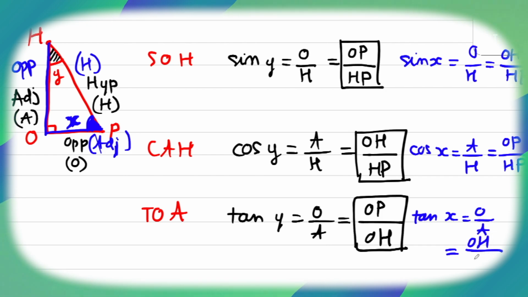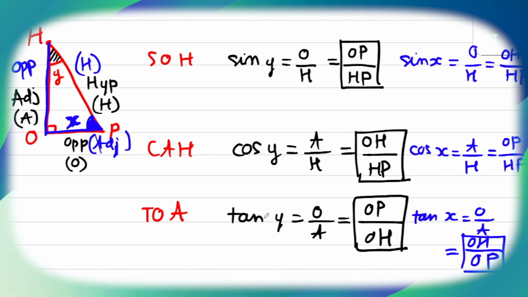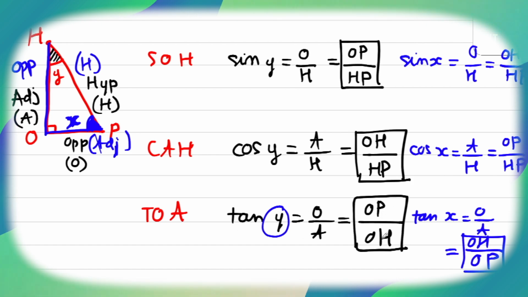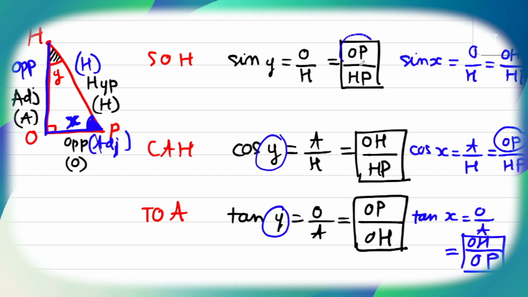adjacent will be OP. A little bit different to the previous angle, right? For the first angle Y, you got OP and OH for tan, but for the new one you got OH over OP. For the first one, cos Y is OH over HP, but for this one it is OP over HP. A little different because you changed the chosen angle. That's why the opposite side and the adjacent are a little bit inverted.